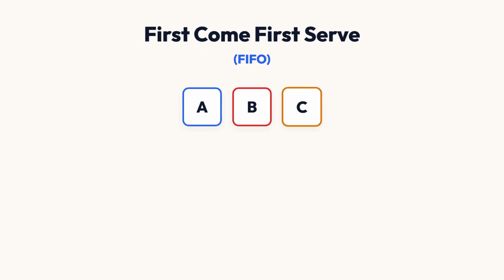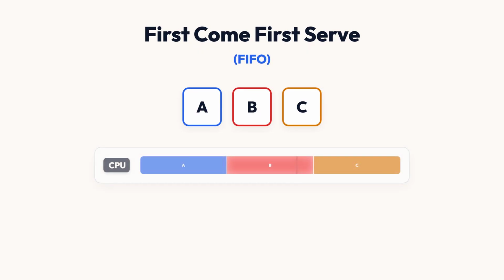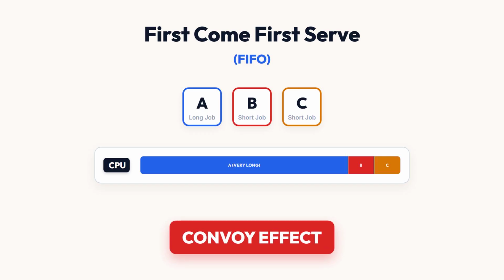Now let's look at some simple scheduling algorithms. We'll start with the simplest one, first come first serve, also called FIFO. In this approach, processes are executed in the order they arrive. So if process A comes first, then B, then C, the CPU will run A completely, then B, then C. Simple, right? But there's a problem. Imagine process A is very long and B and C are very short. B and C will have to wait for A to finish. This is called the Convoy effect. And because of this, turnaround time becomes very high. So while FIFO is simple, it's not very efficient.